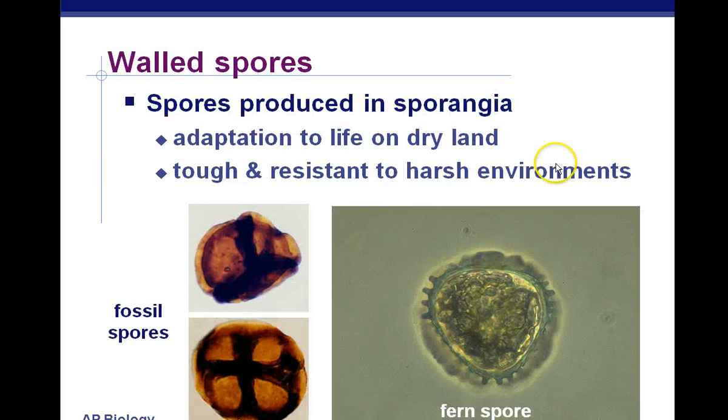All right, walled spores. So what's the advantage here? Well, we have spores produced by something called sporangia, and you're not going to have that memorized. However, I do want you to know that spores are adapted to life on dry land. Let's go and write that down. Walled spores, adaptation for living on land, and the advantage is that they're tough and resistant to harsh environments. Here's a fern spore, and that's a survival advantage. Especially living on land, you have to worry about things like drying out, and that's a big deal for both plants and animals.